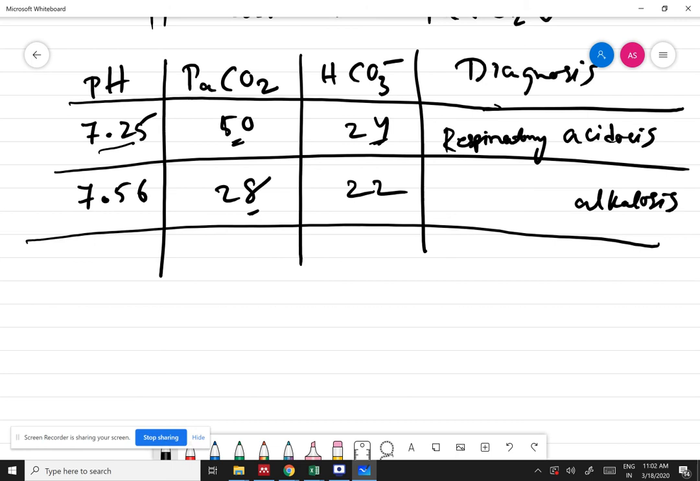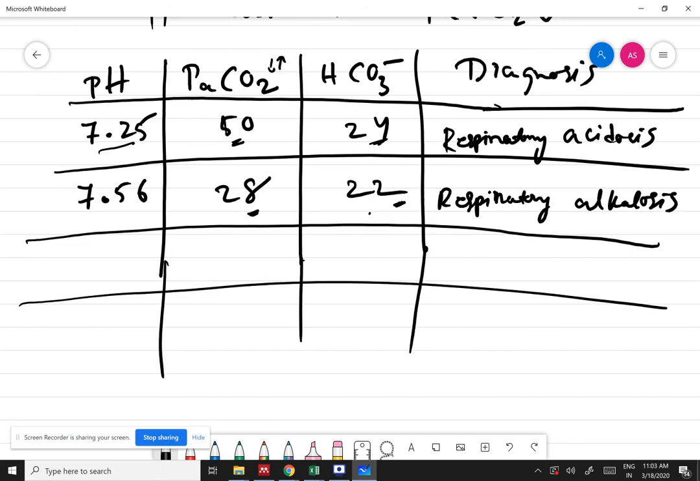Because PaCO2, if it goes up, it produces acidosis. If it goes down, it produces alkalosis. It is now below the normal value, so that is definitely respiratory alkalosis. But let's also check the HCO3 minus. Its normal range should be between 22 and 26, and it is 22, so it's almost normal. So this is basically respiratory alkalosis. Okay, now let's take another example.